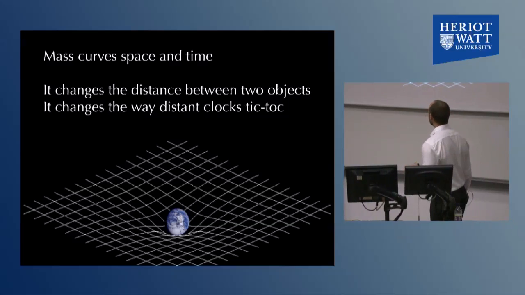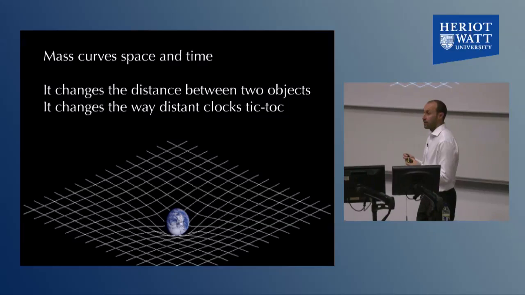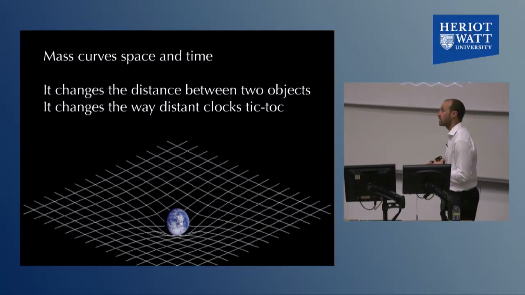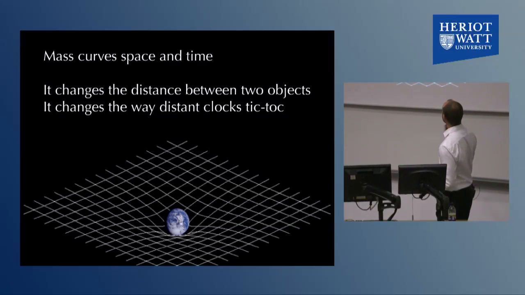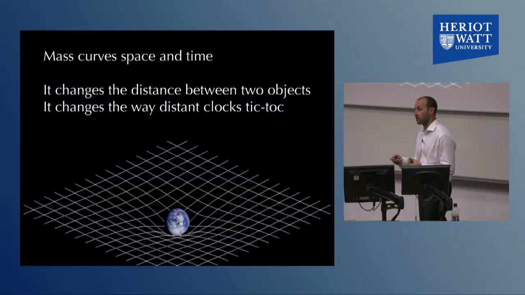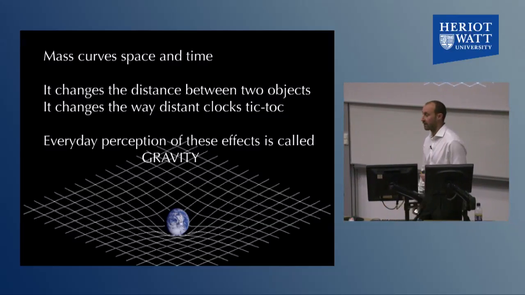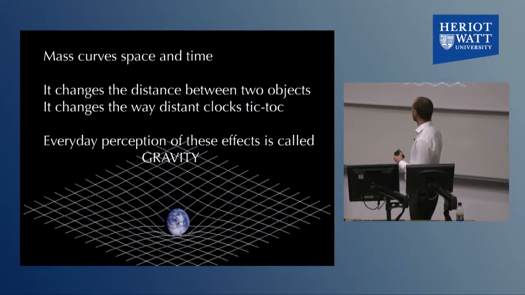So what it tells us, for example, is how the mass affects the way in which we measure the distance between two distant objects. It also tells us how different watches or clocks tick-tock when they're placed at a certain distance within a gravitational field. And our everyday perception of these effects, even though we don't directly recognize them as such, is what we call gravity.